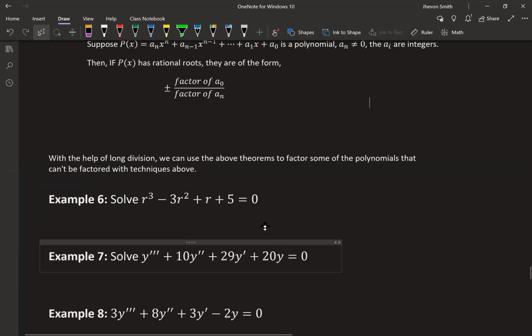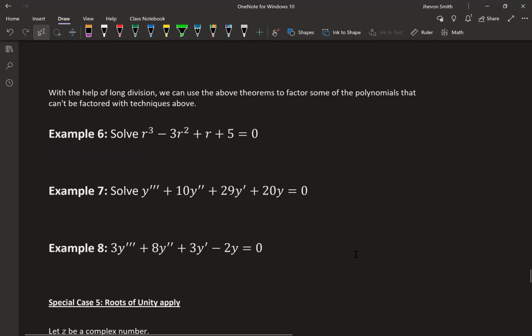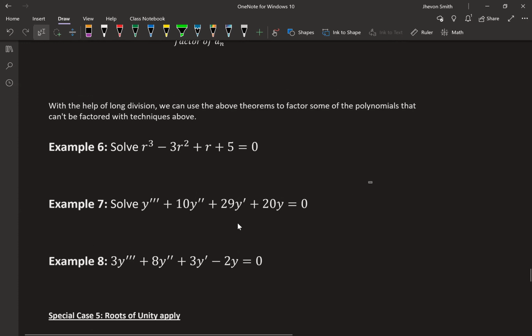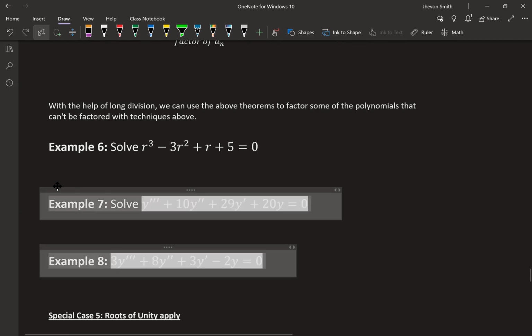With the help of long division, we can actually use the above theorems to factor some polynomials. So we are actually going to do that with these guys right here.